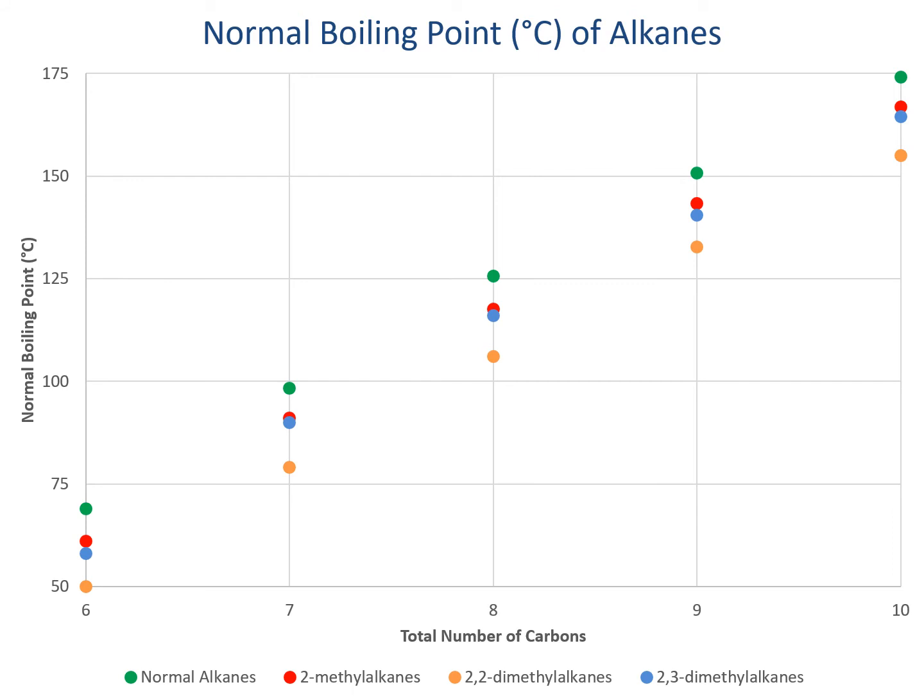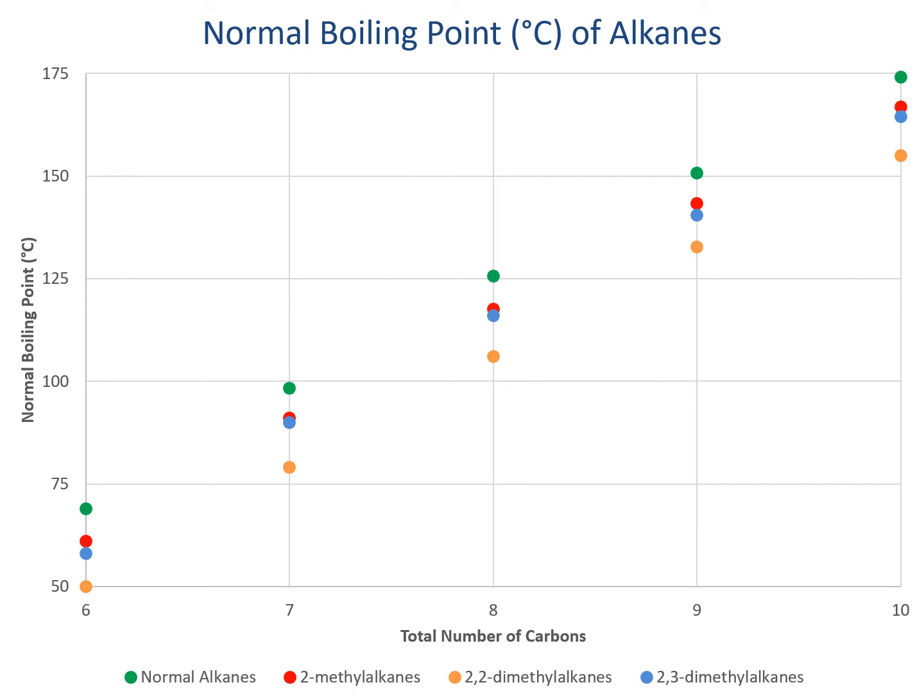Now I want you to compare the green set of points, which represents the normal unbranched alkanes, the straight ones, with a red set of points, which represents the alkanes with a methyl group at the second carbon. Are the boiling points higher for unbranched, the green ones, or for branched alkanes, the red ones, with the same number of carbons?